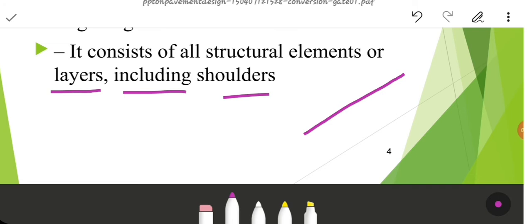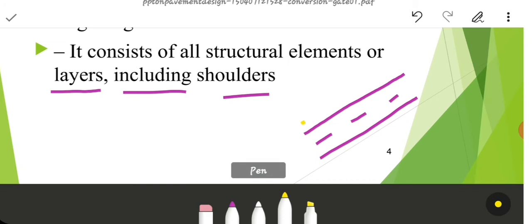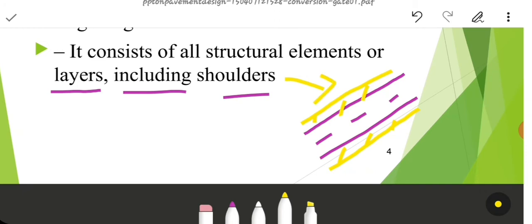Suppose you have a road. This is a road, and on both sides or one side you can see the space of the road. This space is called shoulders. It may be earthen or bitumen. It is used for pedestrians.